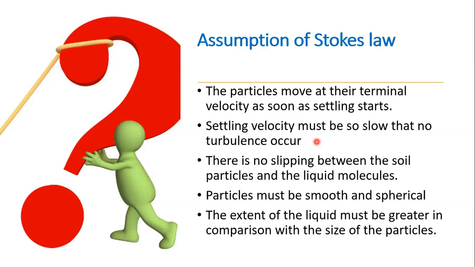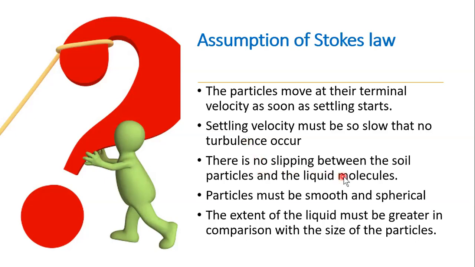Then the settling velocity must be so slow that no turbulence occurs. And now the velocity of the particles with which they are moving downwards is so slow that they are not creating any turbulence. So if you have a sandy soil and you have more sand particles, of course they will not move very slowly. So there will be turbulence as well, but we assume that there is no turbulence.